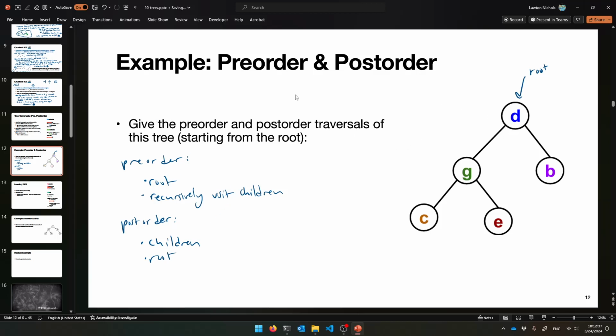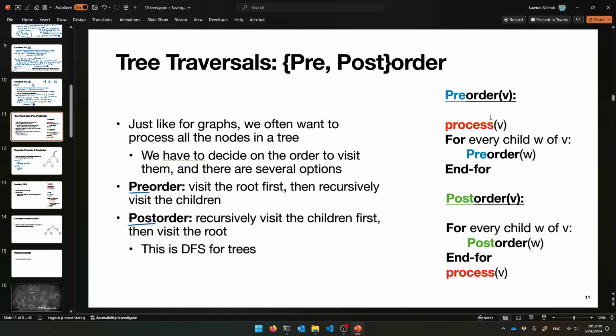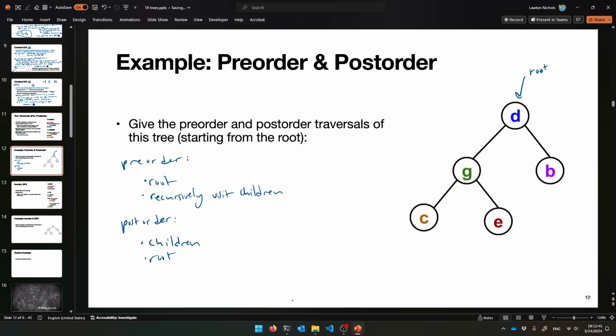So we got D, and we're going to do pre-order first. All right, so here's our stack. We're going to call pre-order on D. And so what does that mean? We're going to visit our root and then recursively visit our children. So D gets visited first. And we're going to recursively visit all our children, so we need to call ourselves on G and B, pre-order.